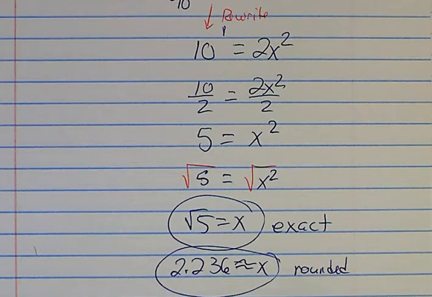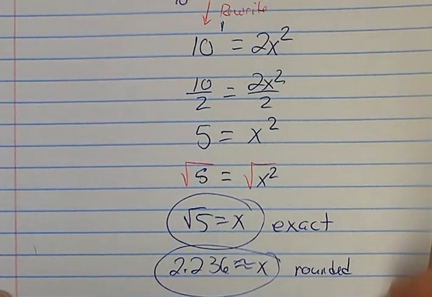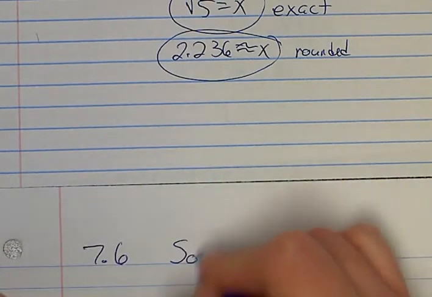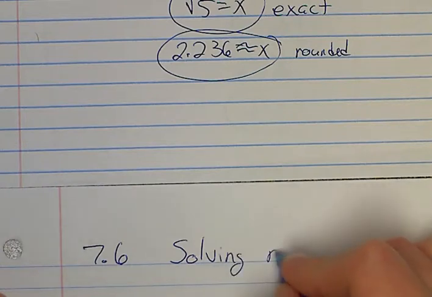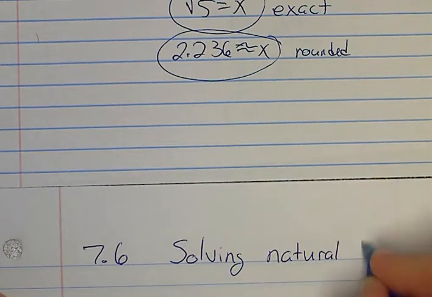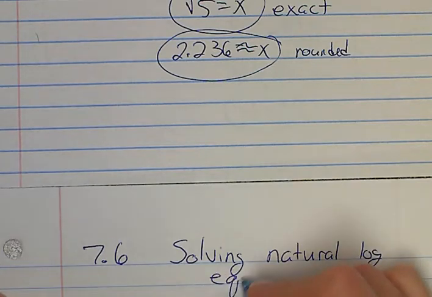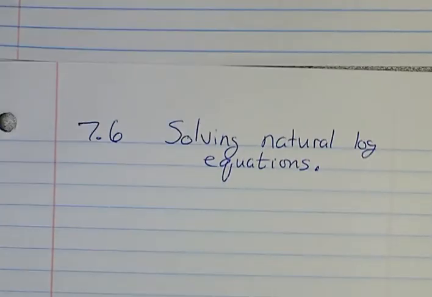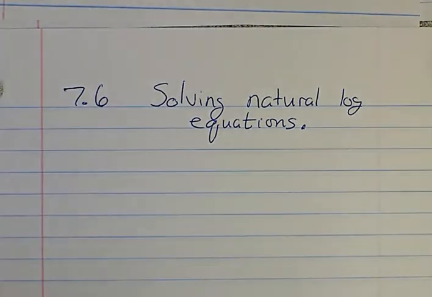Alright, that's 7.5. Let me show you one thing in 7.6. Actually, 2 things. It's one thing forward and one thing in reverse. Let me show you that one thing that we have here, and then that'll wrap us up for the day. In 7.6, you're going to solve natural log equations. And again, when you're talking about natural log, that's when you're going to have the ln.